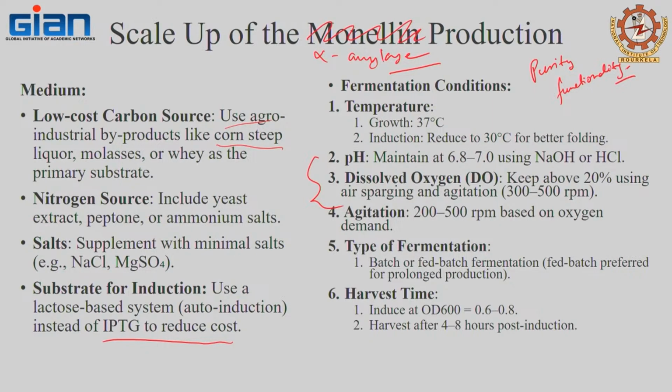And for the type of fermentation we are following, for small scale production it is batch fermentation, and for large scale production fed batch fermentation. During harvesting, we will be checking the OD value at 600 nanometer, which should be in the range of 0.6 to 0.8. In that condition we will be harvesting it.